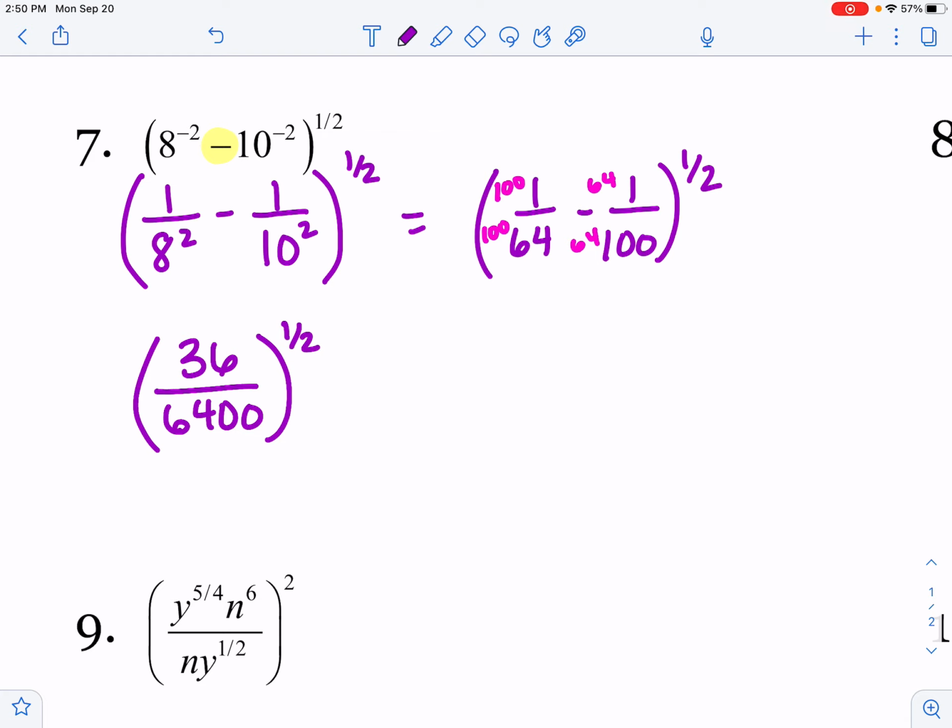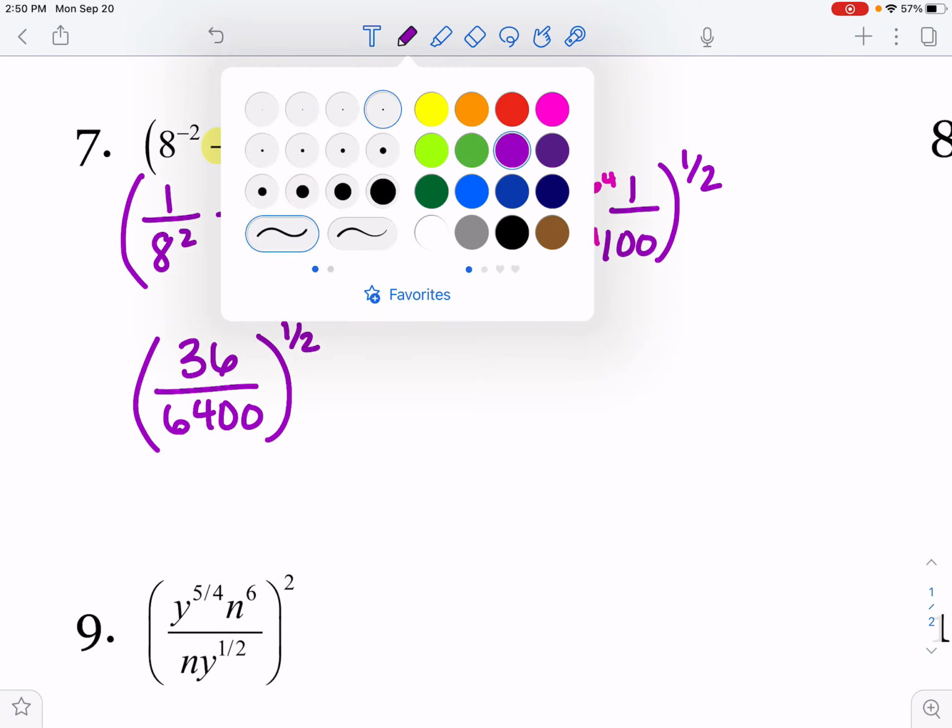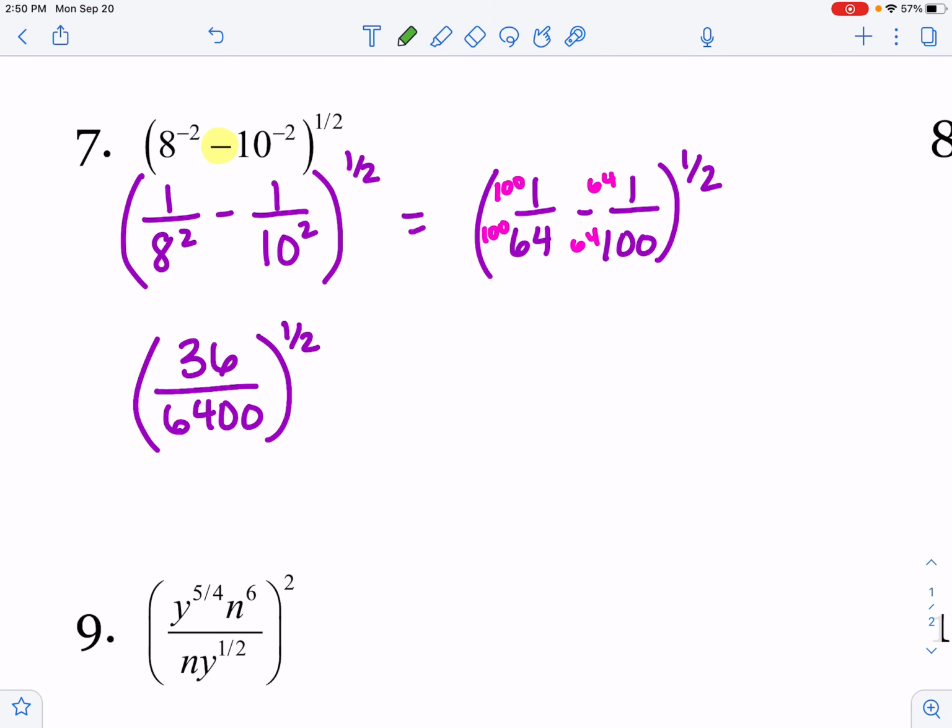Some of you might go to your calculator and type that in, 36 over 6,400 to the 1/2. Your calculator will tell you 3/4. For those of you that are curious, a little reminder from last year, I think the top number stays your power. The denominator in an exponent becomes your root. So if you did not want to use a calculator, that is basically the same thing as 36 over 64 to the first power, and then square rooted.